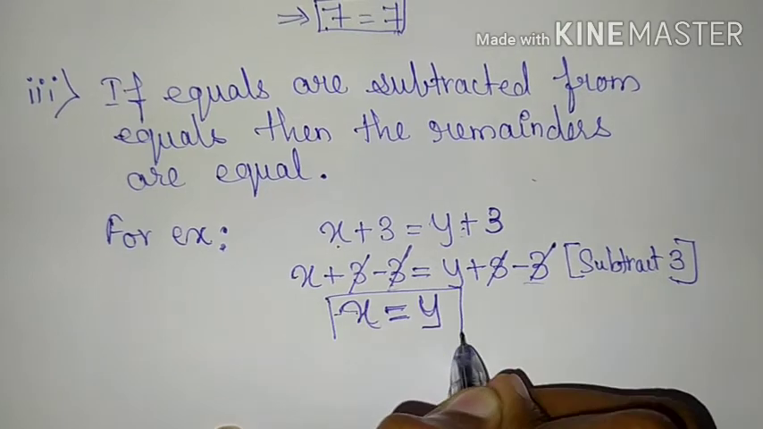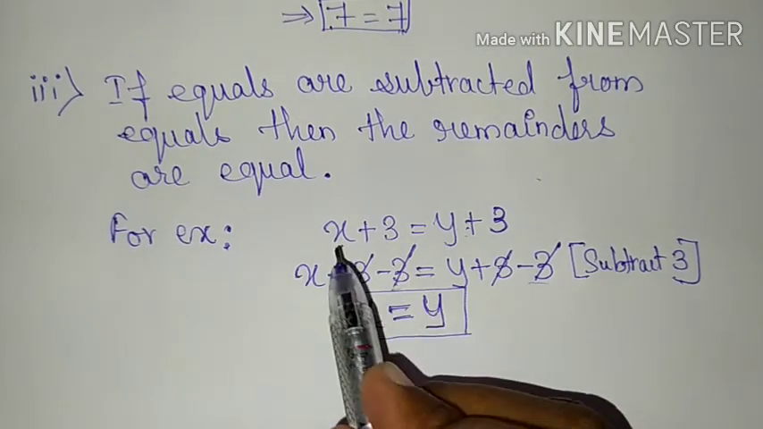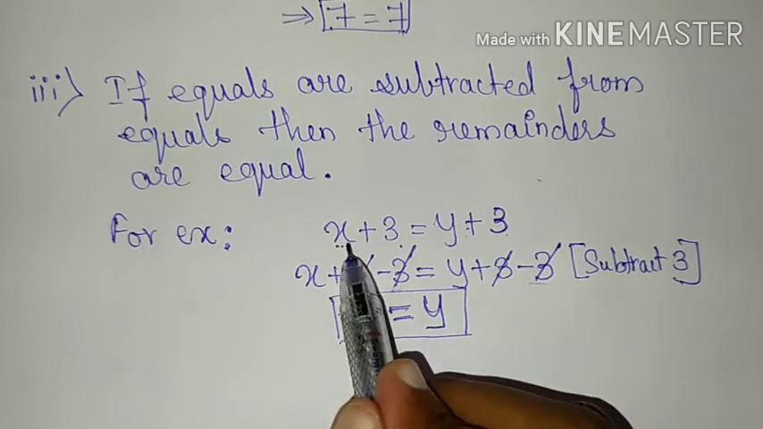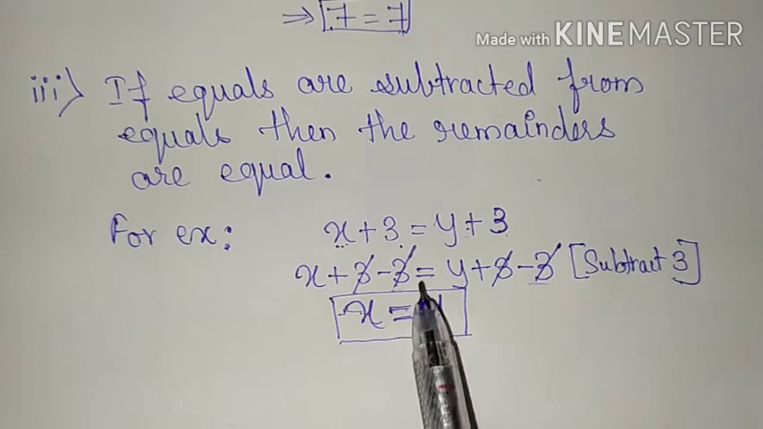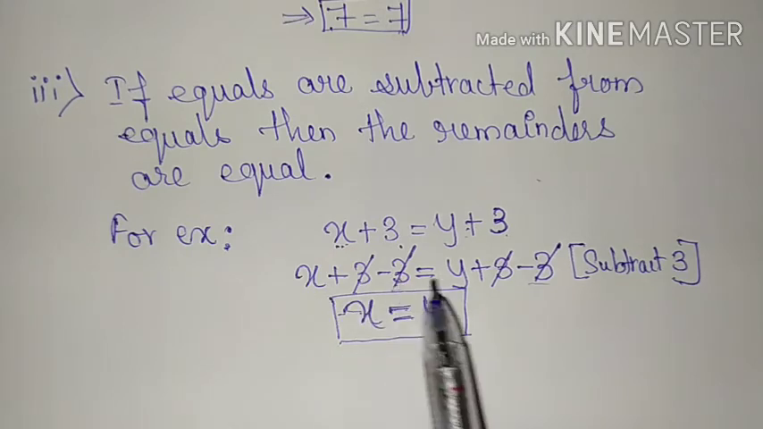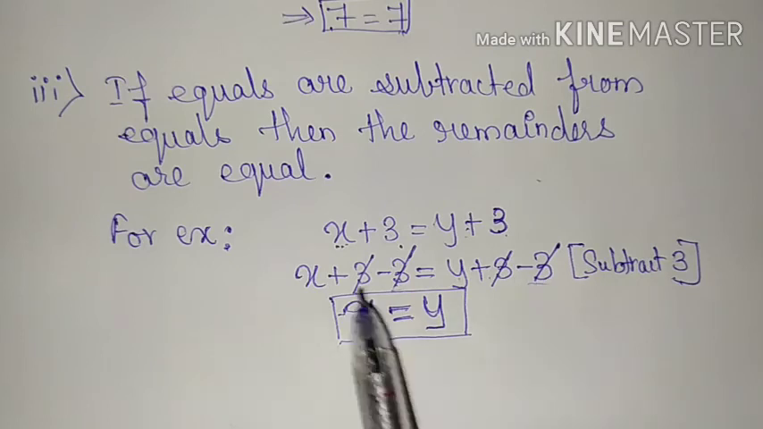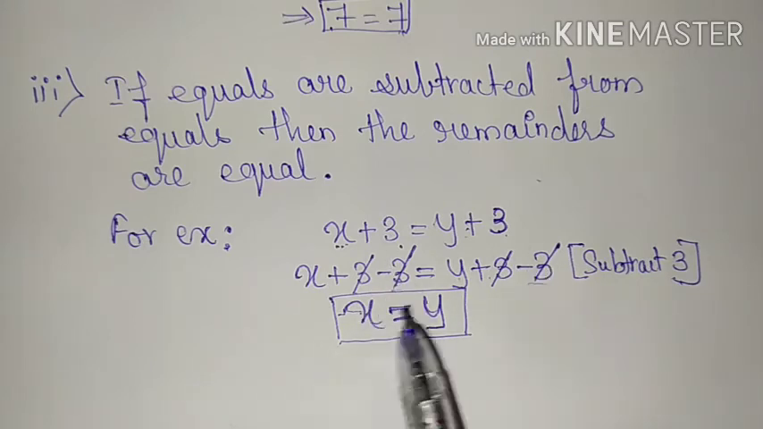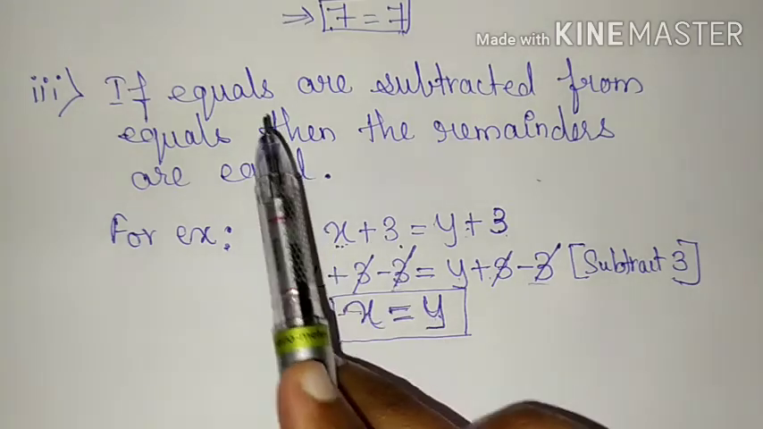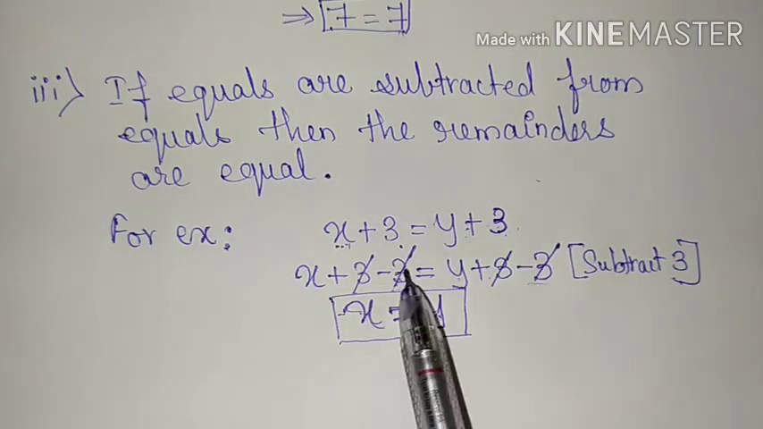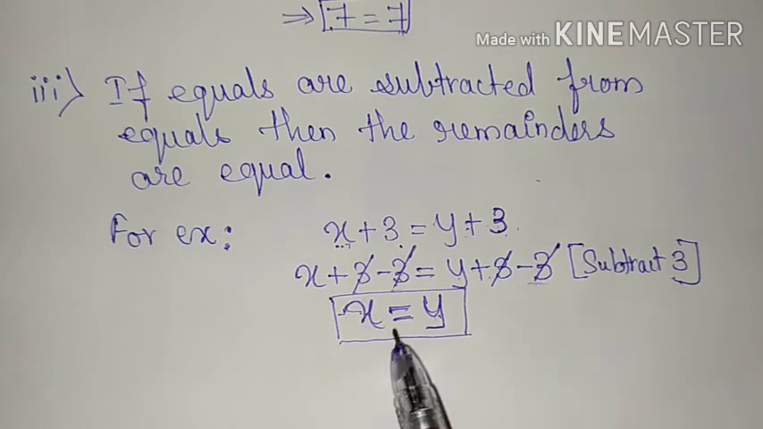This is the answer. So look here, x plus 3 was equal to y plus 3. These were equals. And I am subtracting 3 is equal to 3, that is 3, from both the sides. x plus 3 minus 3 is equal to y plus 3 minus 3. Plus 3 minus 3 cancels out. The remainders are x and y. So x equal to y will be our answer. So equals, when subtracted from equals, the remainders will be equal. This is the third axiom of Euclid.